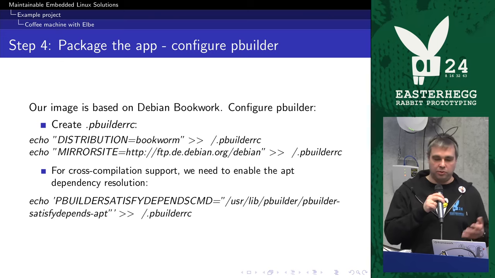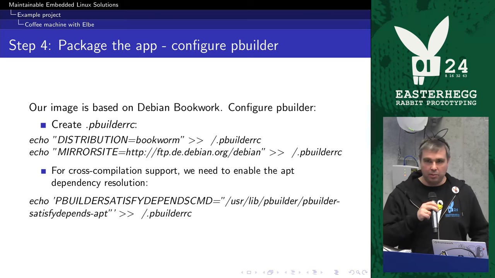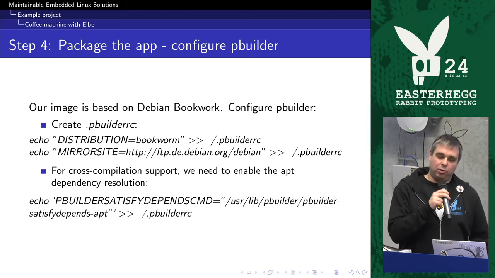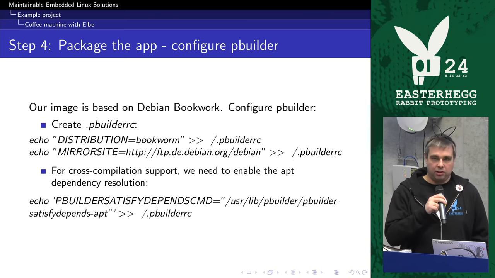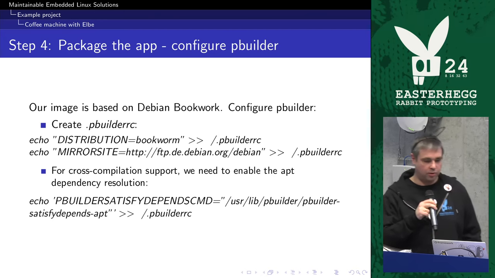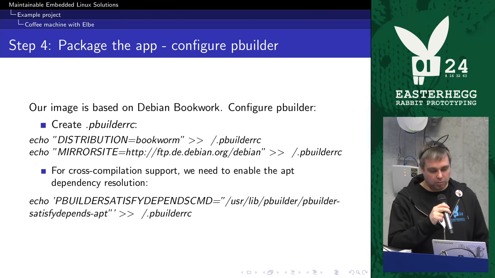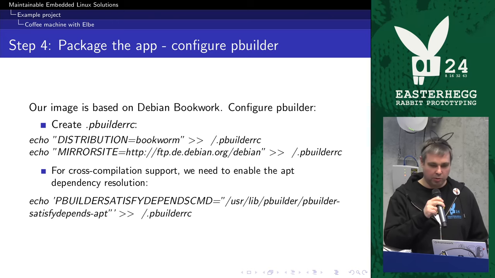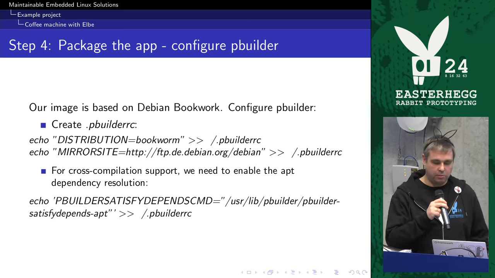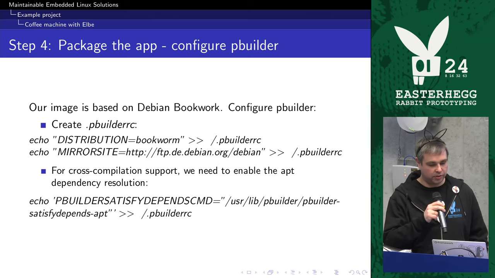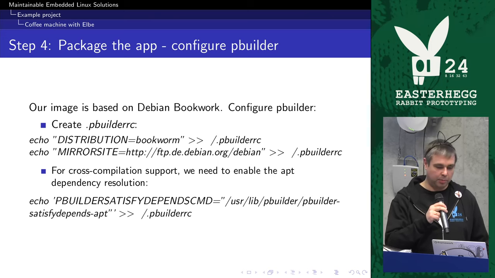Then the next thing would be to build the package. There's different tooling available. The most flexible and easiest tooling from my point of view is pbuilder. So we need to set up pbuilder, which means we create a pbuilderrc file, which then says, okay, we want to use Debian Bookworm from the ftp.de.debian.org mirror. And to be able to cross-build, multi-arch build the package for ARM64 on x86, we also need to provide non-default tooling for the dependency resolution. This is this last line here, the pbuilder-satisfydepends command.